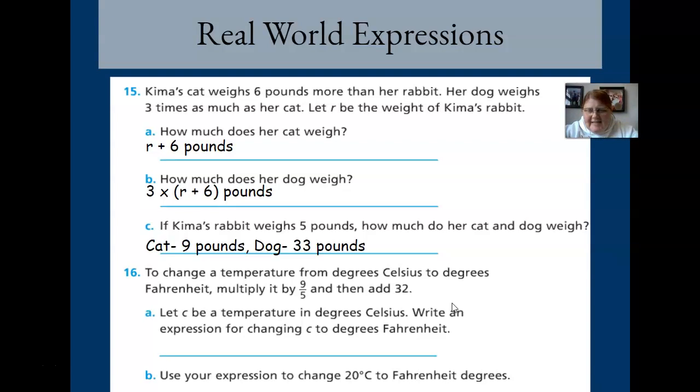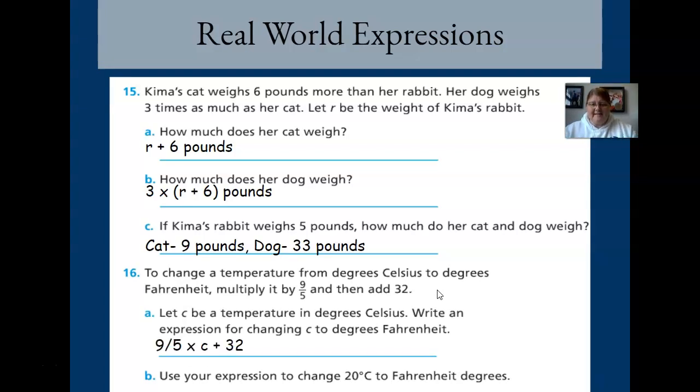Okay, let's look at number 16. To change a temperature from degrees Celsius to degrees Fahrenheit, oh, looky there, a little bit of science mixed in with our math. Multiply it by 9/5 and then add 32. Okay, so if C is the temperature in degrees Celsius, we're going to write an expression for changing C to degrees Fahrenheit. So it told me that I'm going to multiply by 9/5 and then add 32. So my expression would be C times 9/5 plus 32.